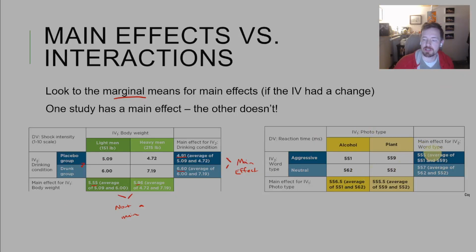For example, if you're looking at this data, if you're looking at the marginal means here, we're looking at the difference between 555 versus 557, versus 556 versus 555. So not really any main effects, right? So we don't have any main effect.